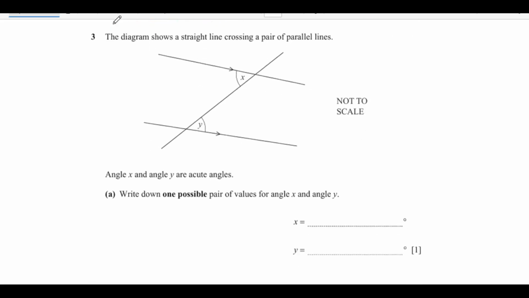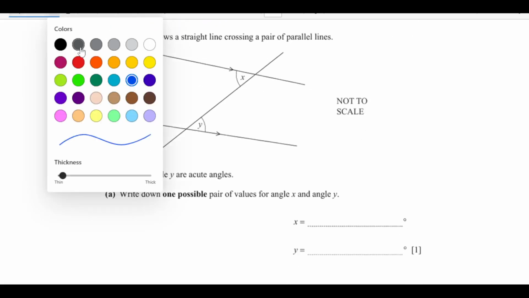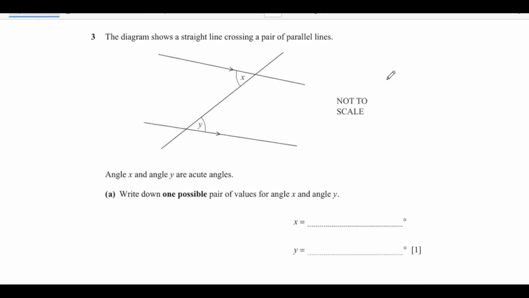Okay, so here we have a question from geometry. The diagram shows a straight line crossing a pair of parallel lines. This is the straight line, it's crossing the parallel lines. Angles x and y are acute angles. Write down one possible pair of values of angles x and y. Okay, so they are both acute angles.